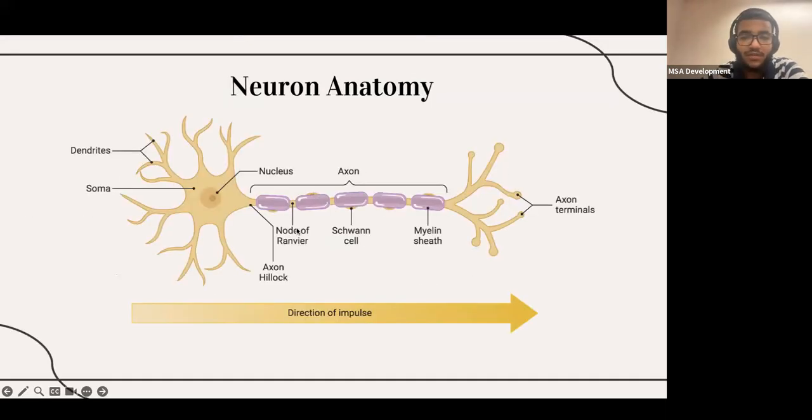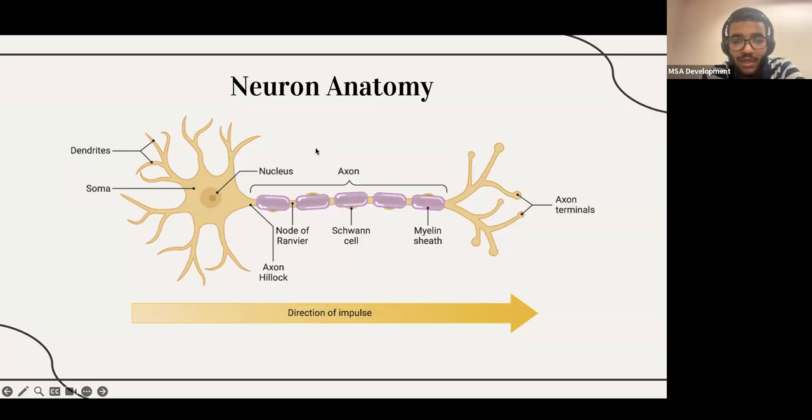So let's get started. First, let's just give a brief introduction to neuron anatomy. I'm sure you all know this already. These are what we call dendrites, and they're responsible for sensing the stimulus. Then the impulse travels from here to here, along the axon. This whole part of the neuron is called the axon. Finally, the axon has axon terminals. Now, this is the soma or the cell body.